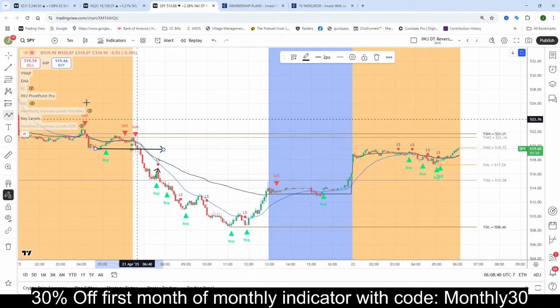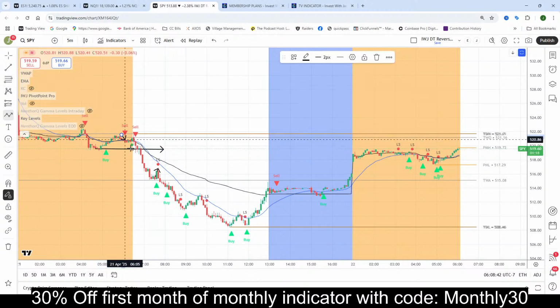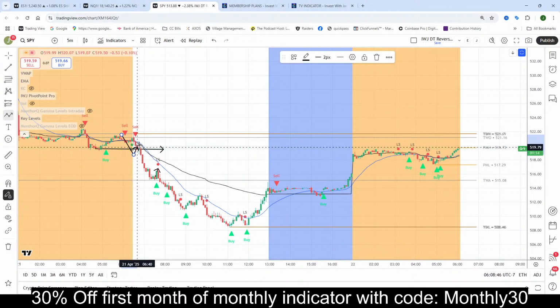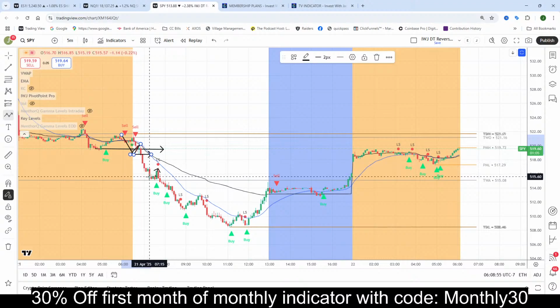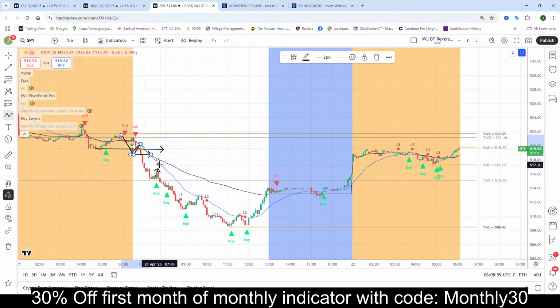So what we look for on a trend day, we look for the market to break either the pre-market low or pre-market high, then come back, test a VWAP in the 21, and then come back and break the low that it made right here. And once it does that, it's a strong indication that we're in a trend day.